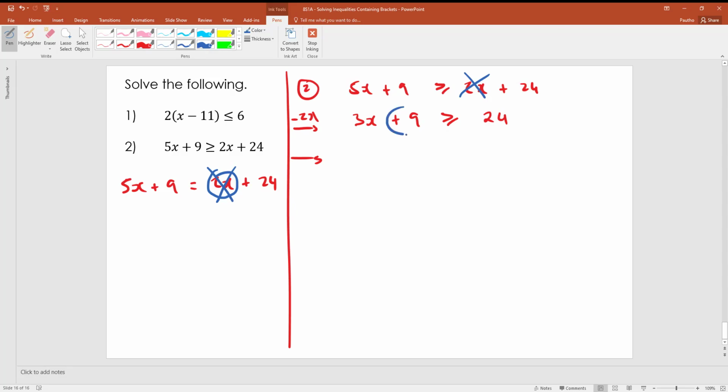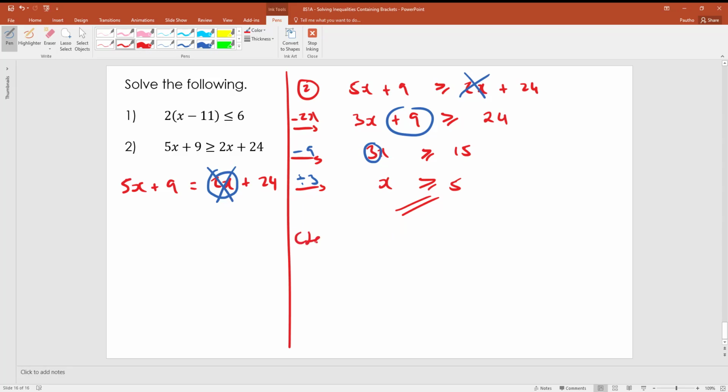All right. So I will take away 9. So 3x is more than or equal to 15. And now I will divide by 3. Pardon my dodgy divide sign. How many 3's in 15? I think it is 5. So x is more than or equal to 5.